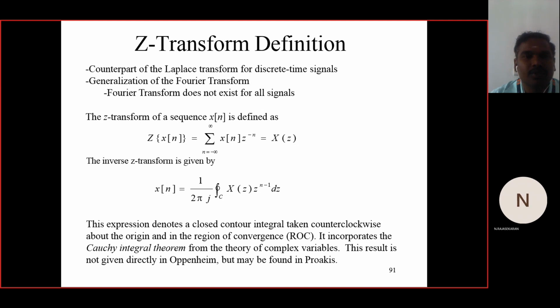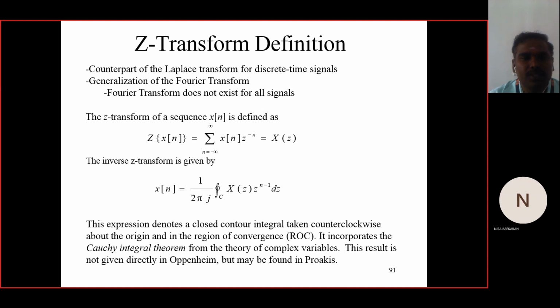The Z transform is a generalization of the Fourier transform. The Fourier transform does not exist for all signals. So the Fourier transform exists only for limited signals. So that's why we are moving into the Z transform rather than the Laplace transform and the Fourier transform.